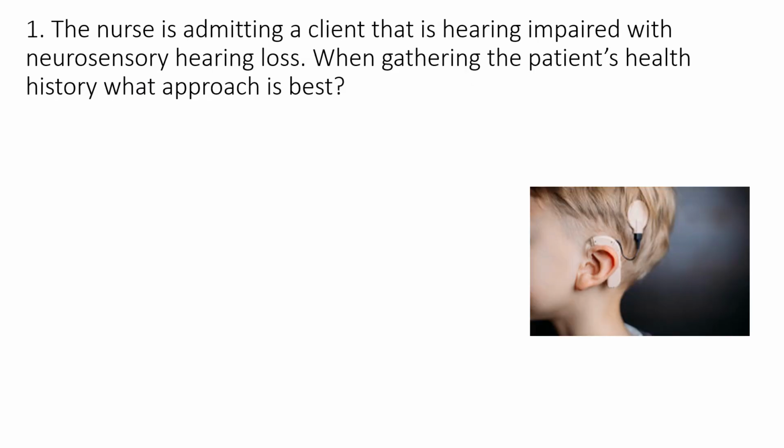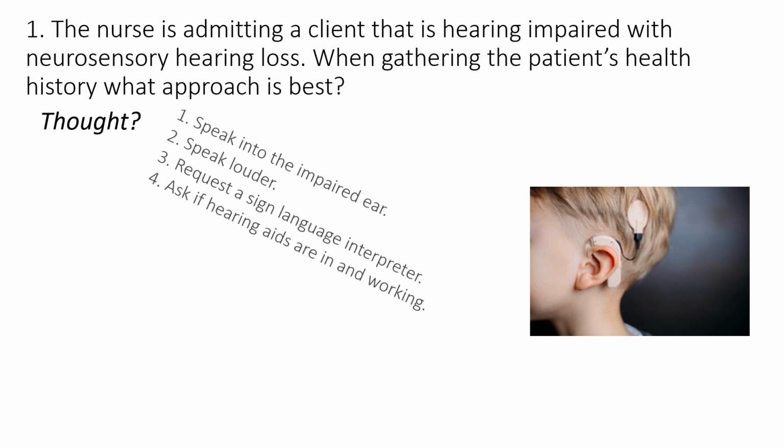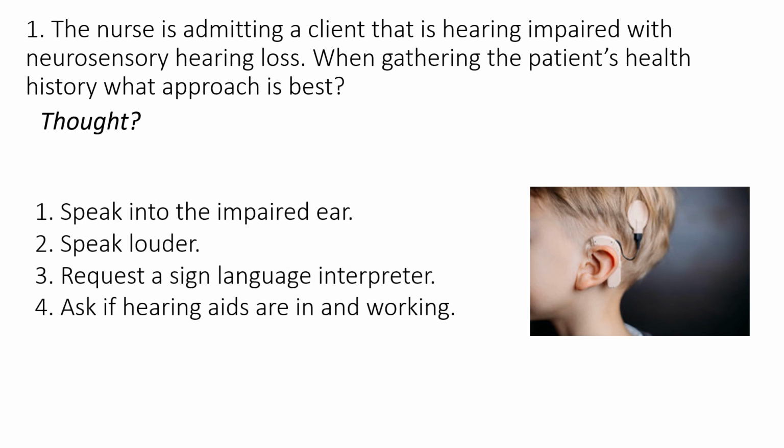The nurse is admitting a client that is hearing impaired with neurosensory hearing loss. When gathering the patient's health history, what approach is best? Take just 3 seconds and see what you remember about neurosensory hearing loss. Would it be number 1, speak into the impaired ear, number 2, speak louder, number 3, request a sign language interpreter, or number 4, ask if hearing aids are in and working? The answer here is number 4.